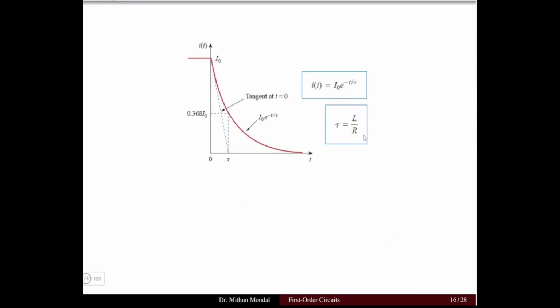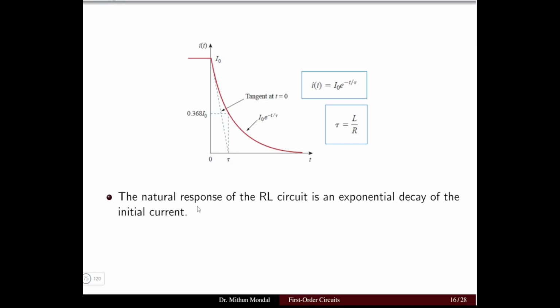It means that the current starts from the initial current I naught, and then it is exponentially decaying. The natural response means the response which is obtained for the RL circuit when no source is present and only the stored energy is there. So it is an exponential decay of the initial current. If you have an RC circuit, then it will have exponential decay of initial voltage. So that is the difference between an RL circuit and an RC circuit.